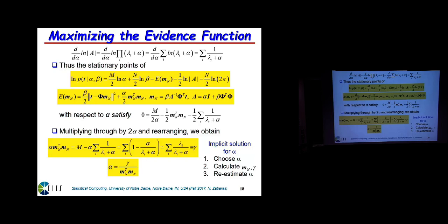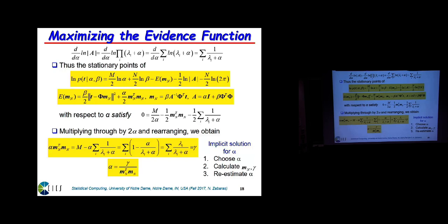So basically, if you rearrange this equation, you get alpha times m_N transpose m_N equals capital M minus alpha times the summation of 1 over lambda_i plus alpha. And I'm using a simple trick here: M is equal to the summation over i of 1s. So really what I get is this expression here. It says the optimal value of alpha is this term gamma, defined in terms of the eigenvalues and alpha, divided by m_N transpose m_N. And I remind you, m_N is the posterior mean.